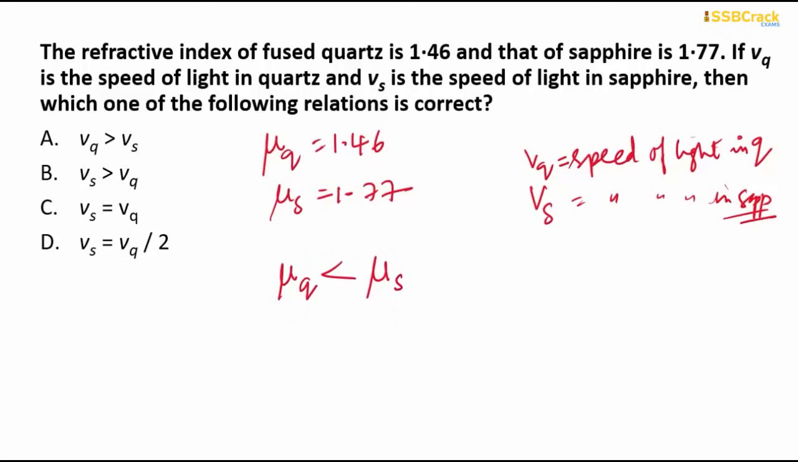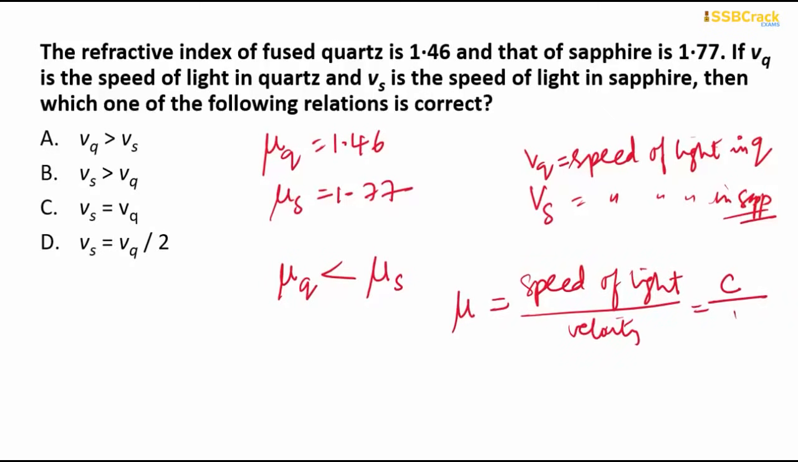What is the main formula of refractive index? Refractive index mu is equal to speed of light divided by the velocity. The speed of light is c, and the velocity is v. So v is equal to c by mu. Whenever mu increases, v will decrease, and whenever mu decreases, v will increase. In this case, the quartz has a lesser refractive index than the sapphire, so the velocity will be more than in sapphire, VQ is greater than Vs, and the correct answer is option A.